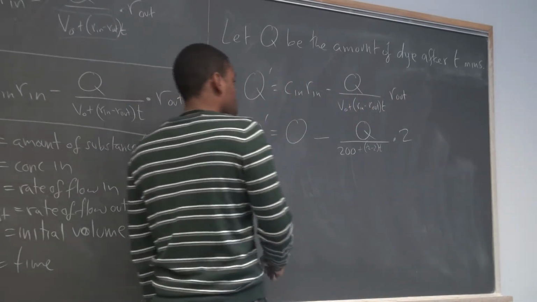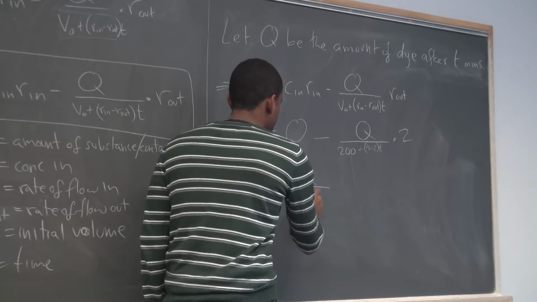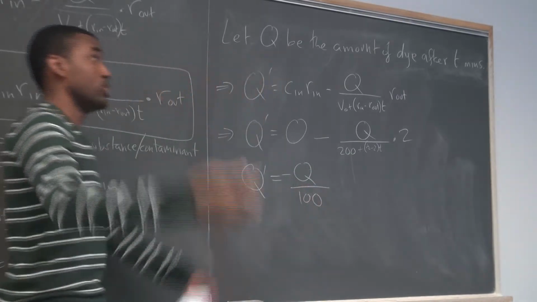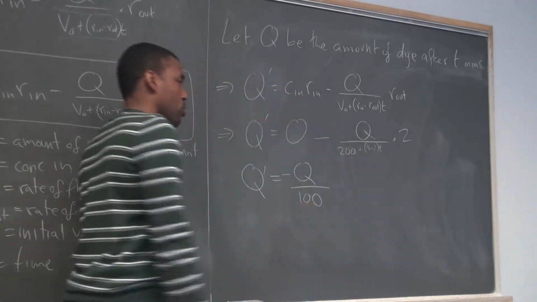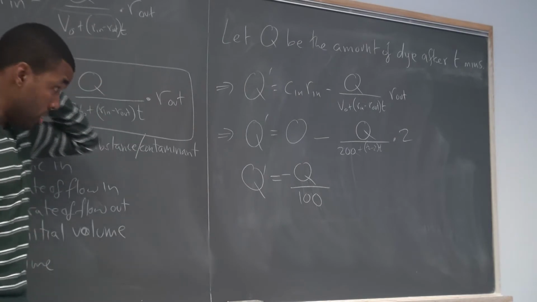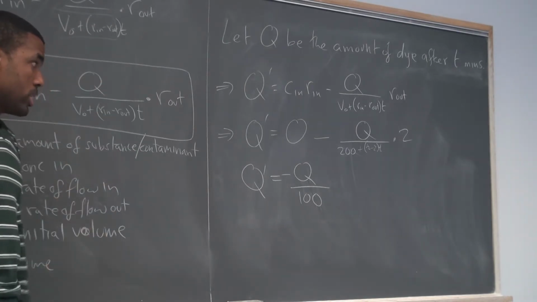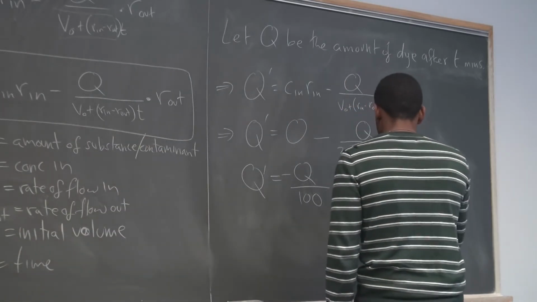So now it's separable. That would be my next question: what kind of equation is this? It's separable, right? We can cancel the 2 into the 200 to get 100. So for this situation, that is the differential equation that will model it. And so now we need to solve this differential equation. By the way, what is the initial condition?